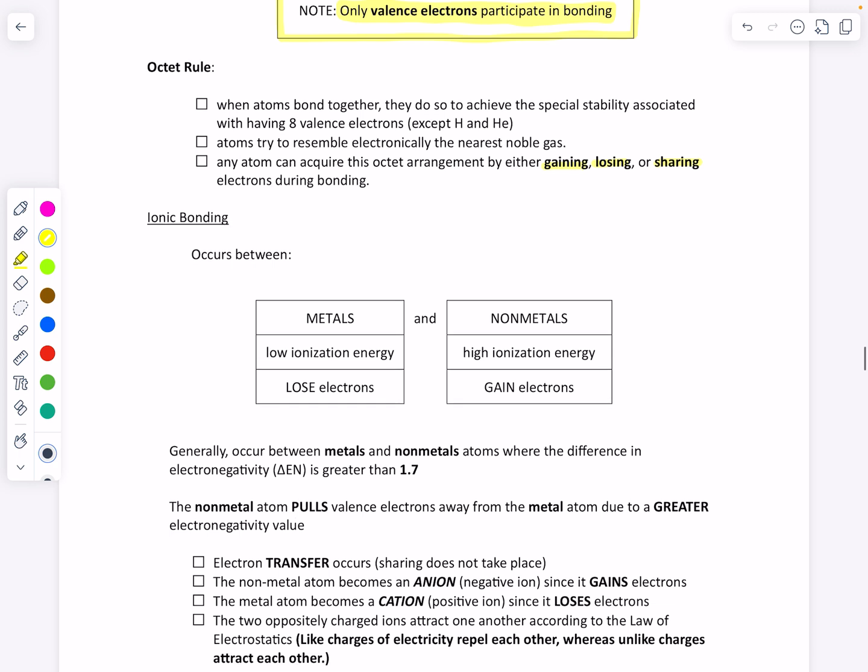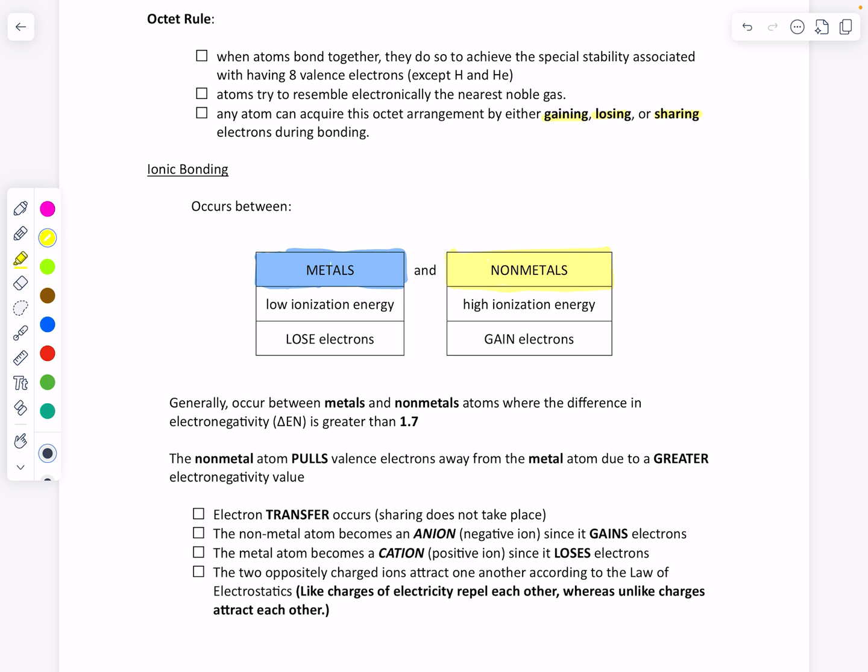First, we're going to look at ionic bonding. Ionic bonding occurs between metals and nonmetals. Metals have very low ionization energy and therefore lose electrons. Nonmetals have high ionization energy and gain electrons. So when an ionic bond forms between a metal and a nonmetal, it is the metal that is losing the electron and giving it to the nonmetal that is gaining the electron.